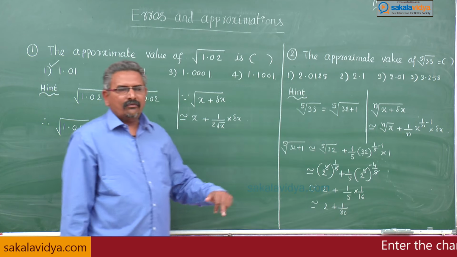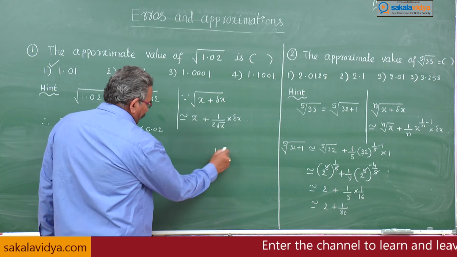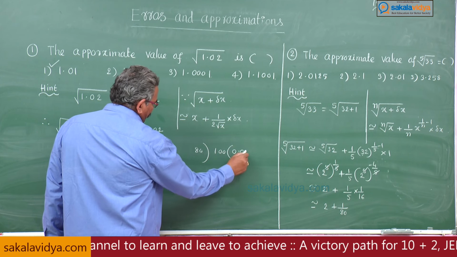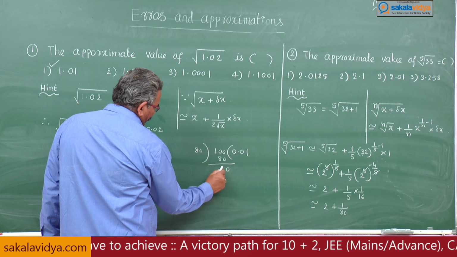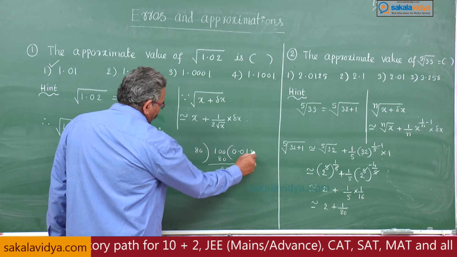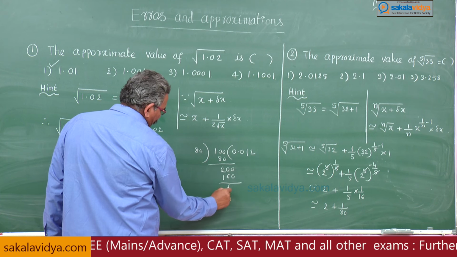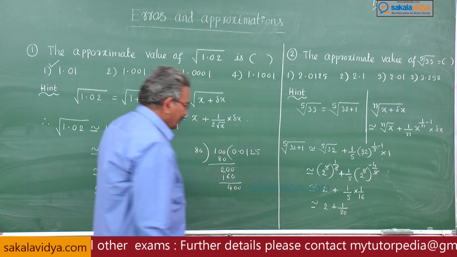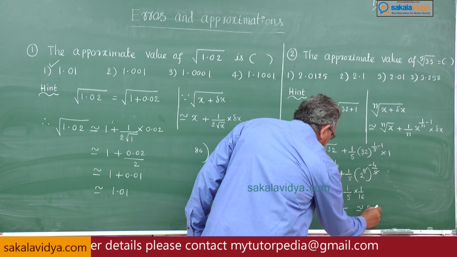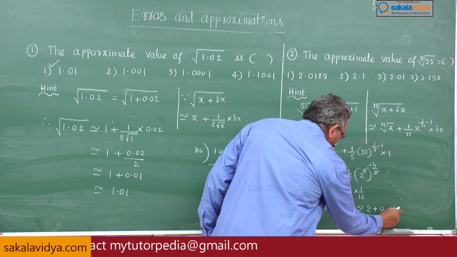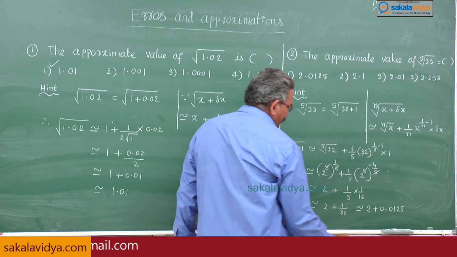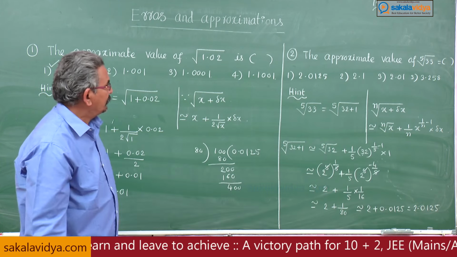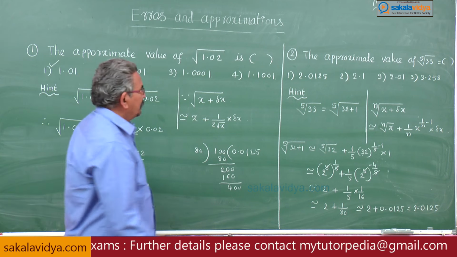Now, just divide 1 by 80. See, if you divide 1 by 80, it cannot be divided, so 0.0, then 1 by 80: 0, 20, 200, 160, 40, 0.0125. So that means 2 plus 0.0125. This is equal to how much? 2.0125. This is the answer. Is there? Yes. The first option is the right option.